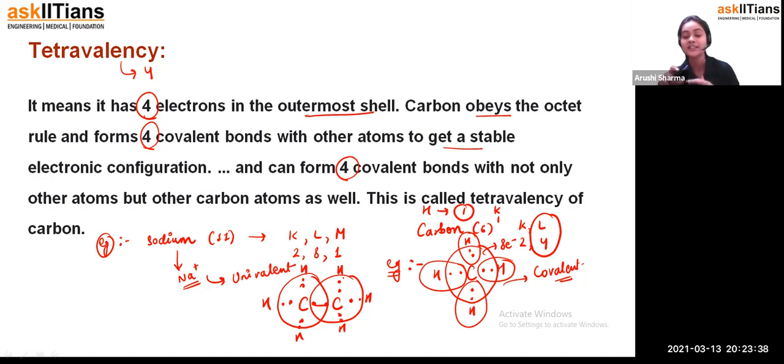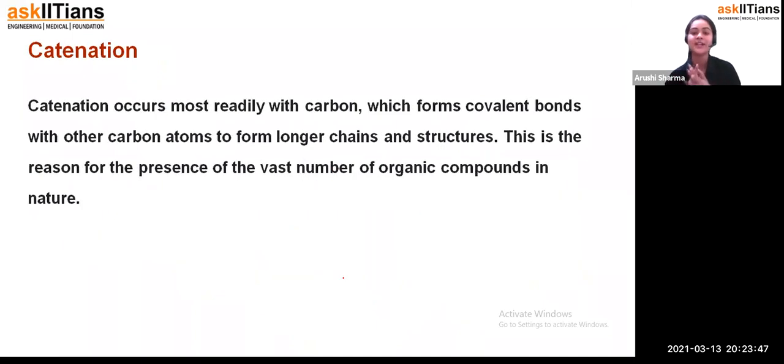And that property is coming from where? From the tetravalency of carbon. Okay, so that's how, students, carbon becomes very versatile in nature. So here is the catenation. Catenation occurs most readily with carbon because it has the ability to form covalent bonds.